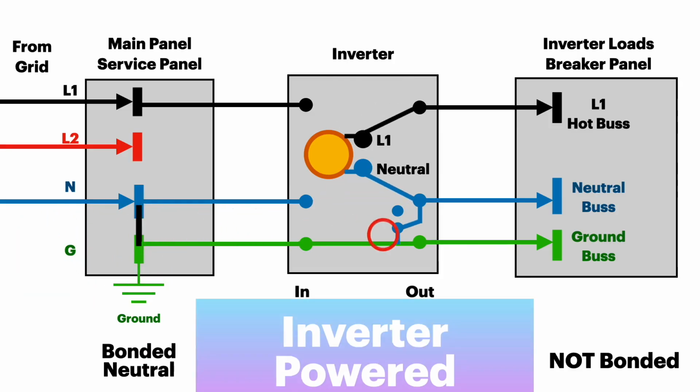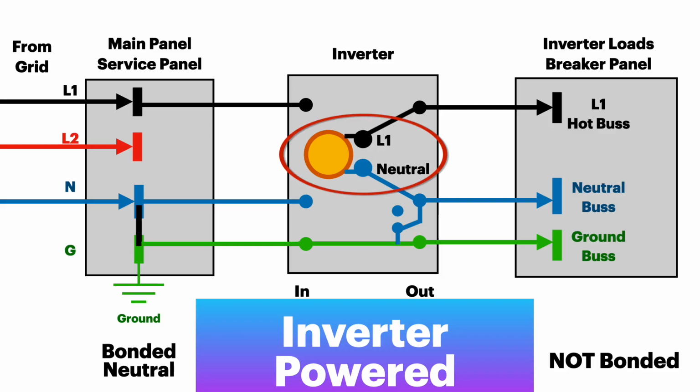But in inverter mode, we have created a new neutral ground bond that's in the inverter. The source is now the inverter circuits. It's not the grid anymore. So let's see what happens when there's a ground fault.